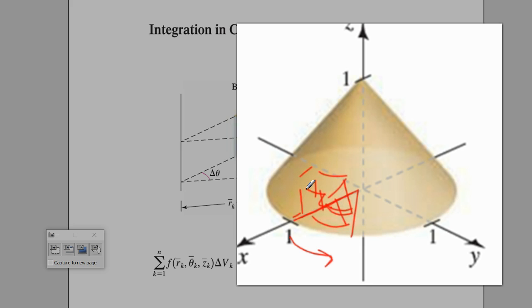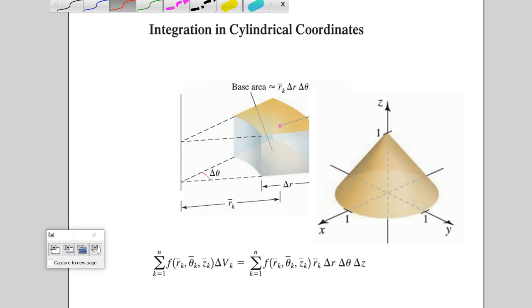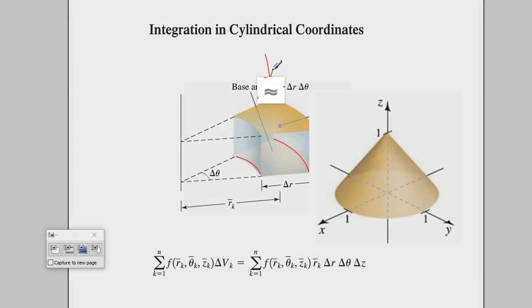These are the things that we're integrating, and we have several of them at different places, all being approximated and added up like a Riemann sum. But I want you to take a look at what we're coming up with here. If you look down at the bottom, this is arced and this is arced, right? It's not a perfect rectangular base. We are going to approximate it as if it were.